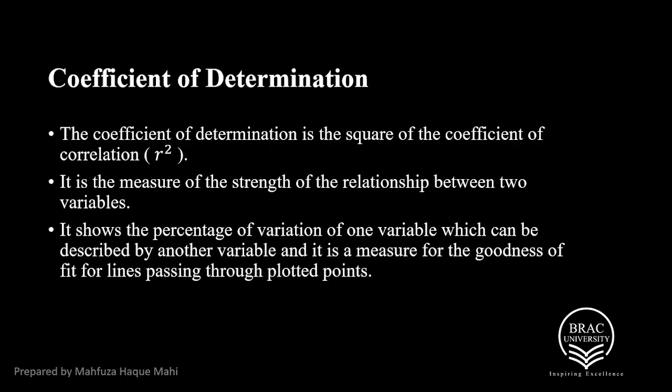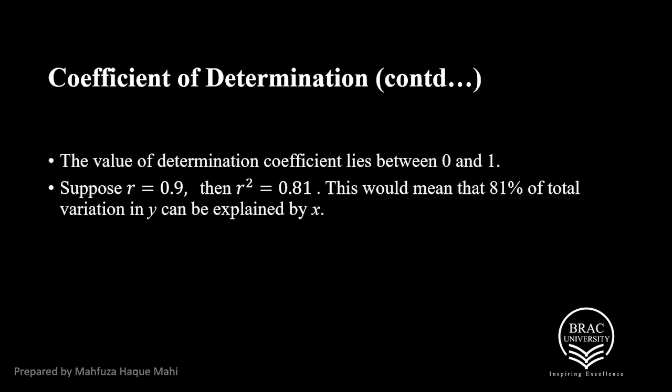Now, what is the coefficient of determination? The coefficient of determination is nothing but the square of the coefficient of correlation. It is the measure of the strength of the relationship between two variables. Coefficient of determination shows the percentage of variation of one variable which can be explained by another variable, and it is a measure for the goodness of fit for lines passing through plotted points. The value of the coefficient of determination lies between 0 and 1.